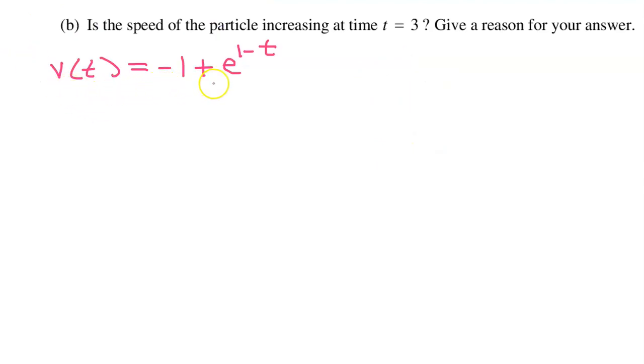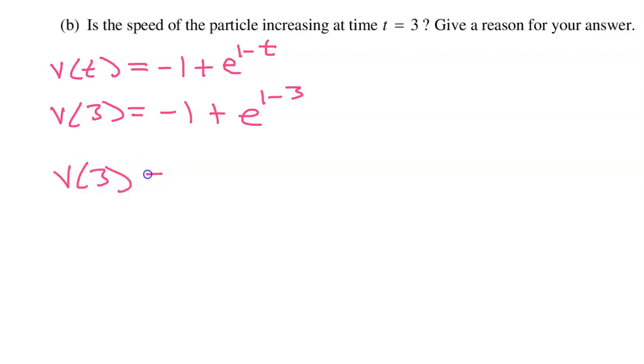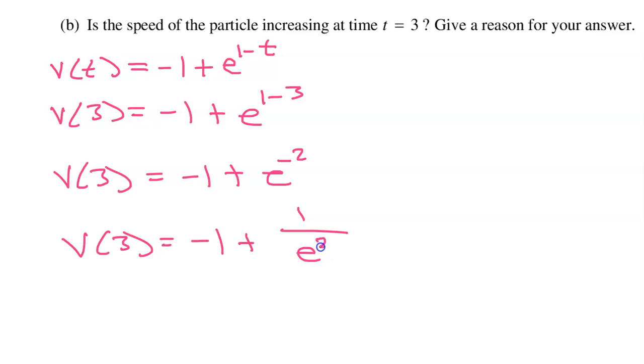We are given the velocity equation, so let's just evaluate at time t equals 3. V at 3 will equal -1 plus e to the 1 minus 3 power. So that's v at 3 is equal to -1 plus e to the -2 power, which would be the same thing as -1 plus 1 over e squared. So we are asking ourselves whether this value is positive or negative.